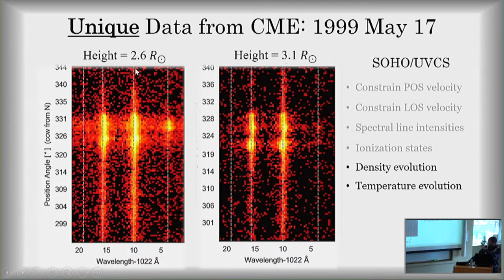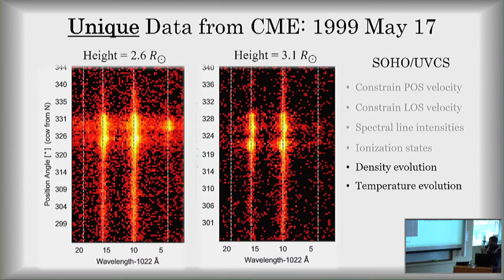And this is the data captured when the slit was at a height of 2.6 solar radii in the corona. Then the slit shifts to a higher height, 3.1 solar radii. And we see, again, a structure where it's kind of elongated, and then there's a bright bulge here. This is actually one of the pieces of evidence to indicate that we observe the exact same individual structure within the CME.